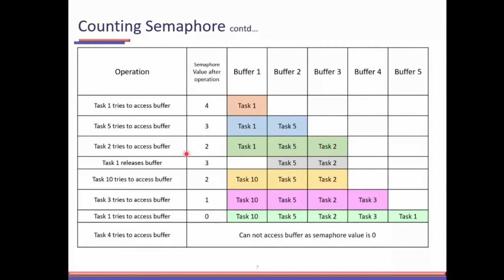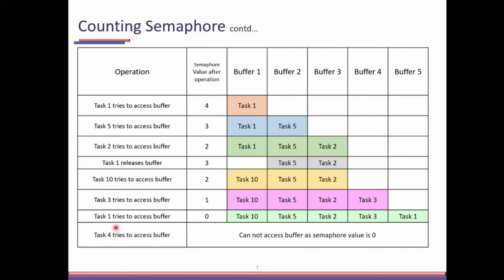is allocated to it. After this, let's say task 1 completes the operation and releases the semaphore. So the semaphore value is incremented by 1 and buffer 1 is made free now. Then task 10 tries to access the buffer. So again the value is decremented by 1 and buffer 1 is allocated to it. Then task 3 tries to access the buffer. So again the value is decremented by 1 and buffer 4 is allocated here.